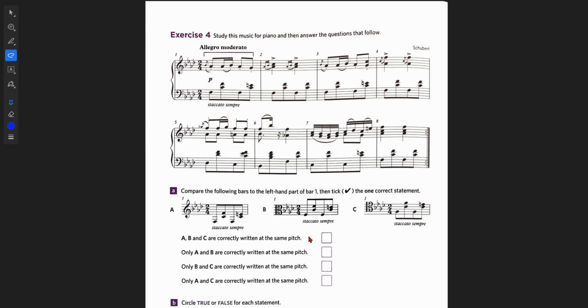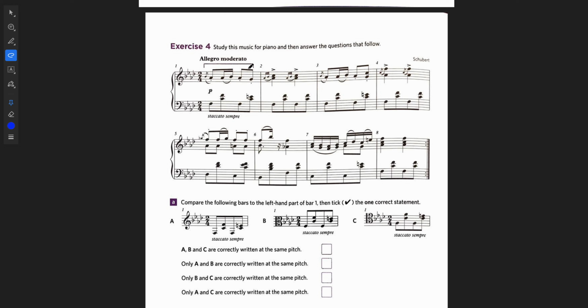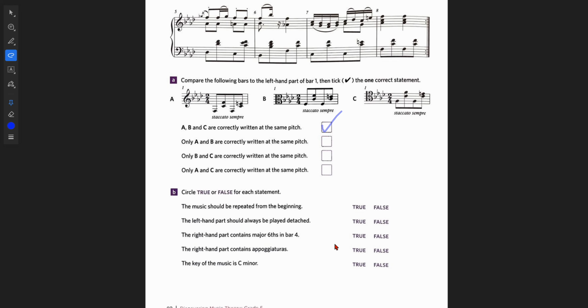Okay, and study this piece. You can study it, and you can pause the video if you want. Complete the following bars to the left-hand part of bar 1. Okay. So A, B, and C are currently resting at the same pitch. So this is left hand, and it has to be quite low, 1 octave lower. That's 1 octave lower than C, 1 octave lower than C, and again 1 octave lower C. Again, first one. That is correct.